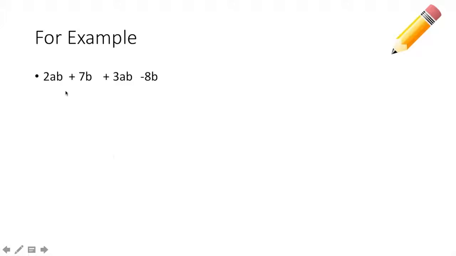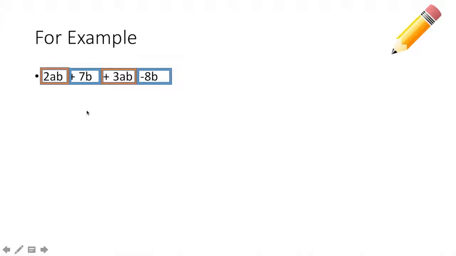As you can see here, 2ab and 3ab have the same variable, ab. So you will highlight both of them. Remember to highlight the plus symbol there. And now you can see that 7b and minus 8b have the same variable b, here and here. So this makes them both like terms. So you want to highlight them together. Remember to have the minus or plus symbol there as well.